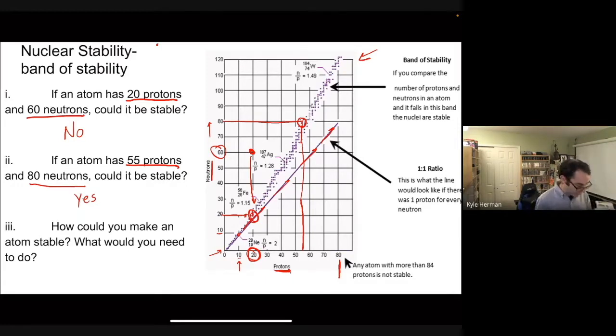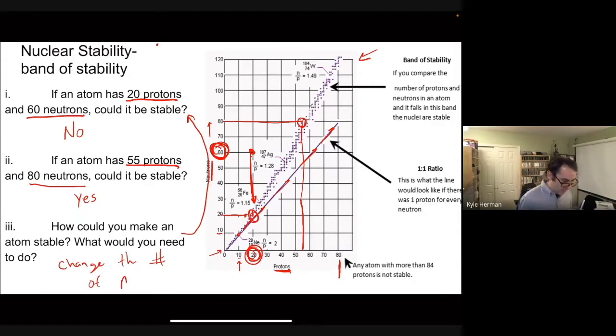All right, how could you make an atom stable? What would you need to do? This actually goes back to what we talked about in the first one, where it was at 60 and 20. And what did we do? We reduced the number of neutrons to bring it to the band of stability. Now, if it was underneath, you would increase the number of neutrons to bring it up to that band of stability. So that's what you would need to do, which would be change the number of neutrons. Okay. All right, before we move on, does anyone have any questions with that one here?